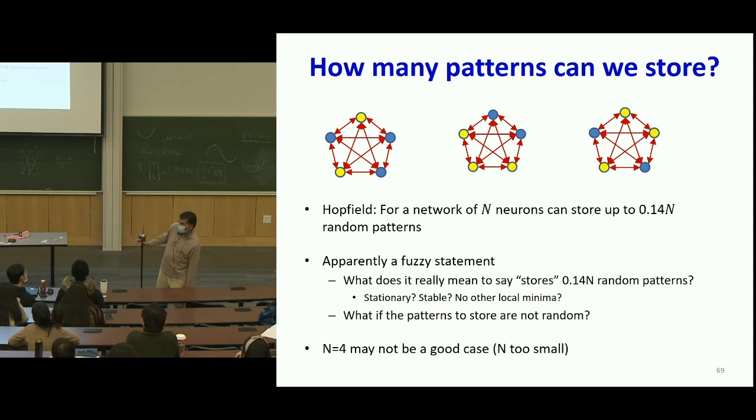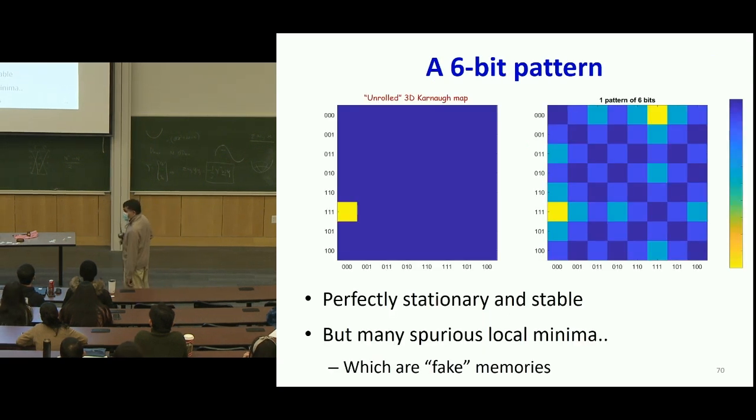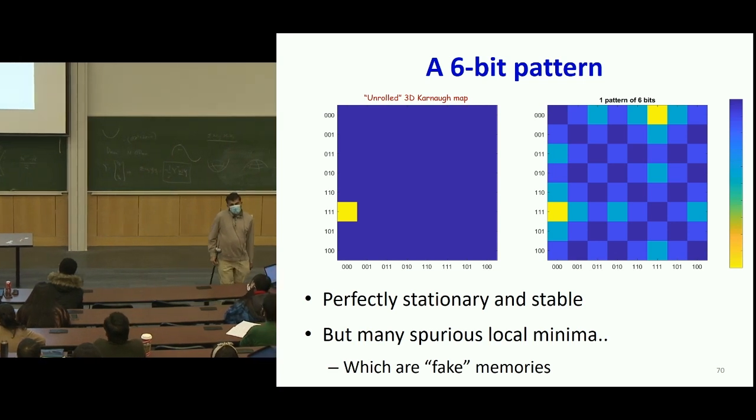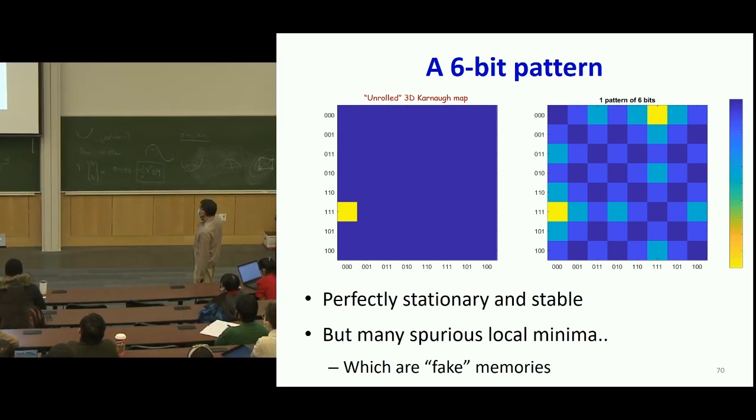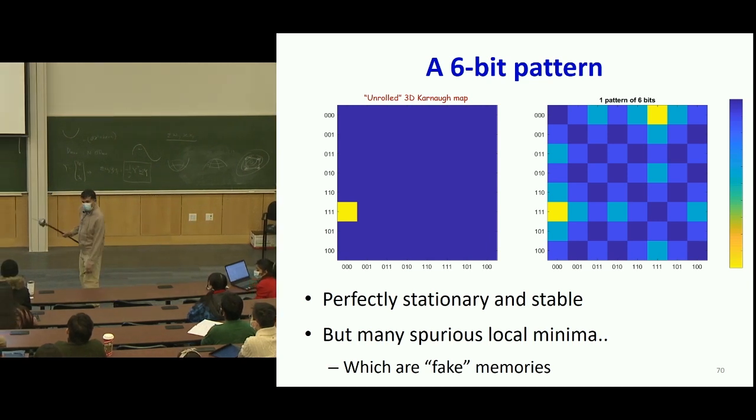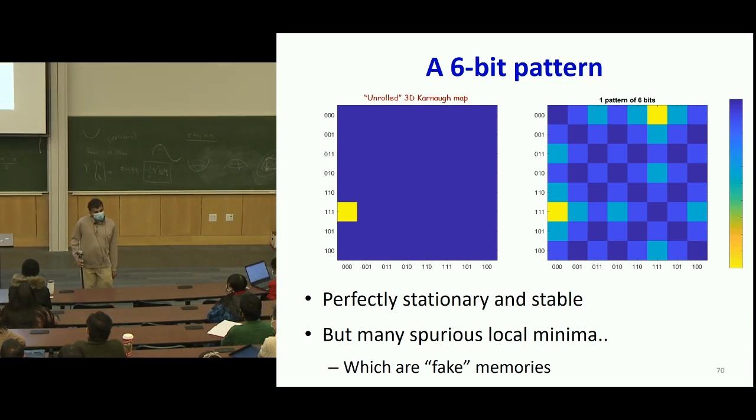Now, maybe this is because n equal to 4 is a really bad example. So let's take a look at something more complex. This is a 6-bit Karnaugh map. And in a 6-bit Karnaugh map, again, if I try to store one pattern using Hebbian learning, you can see that it's perfectly stationary and stable, in the sense that regardless of where I start, there is a path through which it can evolve until it eventually arrives at that pattern, if it's close enough. If you're very far, you can't say, right?